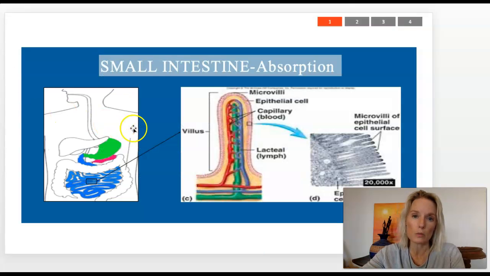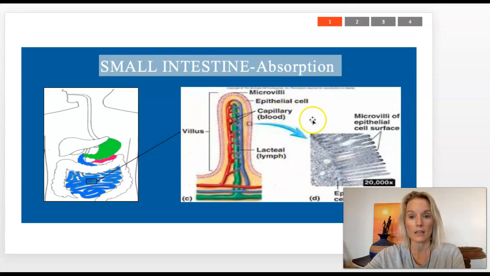Now, if we look at absorption, you'll see that the small intestine is responsible for absorption. And I've just highlighted this little area here. Just pretend I'm doing a biopsy. I'm looking at the small intestine. You get these little things called villi in the small intestine. And if we look at the villi, you can see here, I'll do another scope to have a look and see what is going on at this level of the villus.